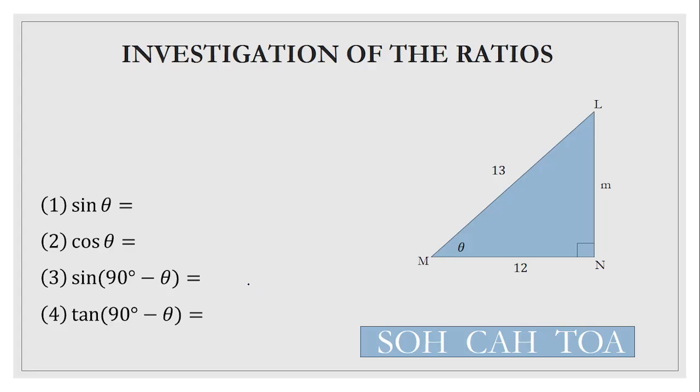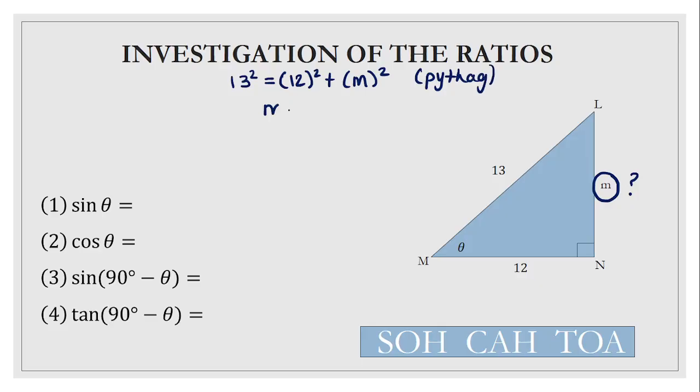I want you to pause it and give this one a try by yourself. Okay. Hopefully you paused it and tried it by yourself. Anyway, let's go and work out this guy first. So I know that Pythagoras states that the hypotenuse squared is equal to the other two sides squared and added together. That's Pythag.